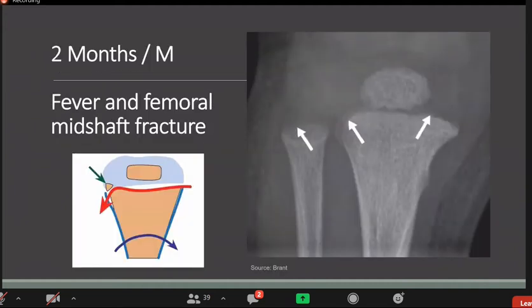Here we see a 2-month-old male presenting with fever and a femoral midshaft fracture. Because of that, they did a skeletal survey, and then we saw this fracture, this bucket handle fracture. We can see that this radiograph is slightly oblique so that we can see the peripheral margins of the fracture, leading to a bucket handle appearance. In this diagram on the left, you can see the true AP view showing the corner fracture appearance.